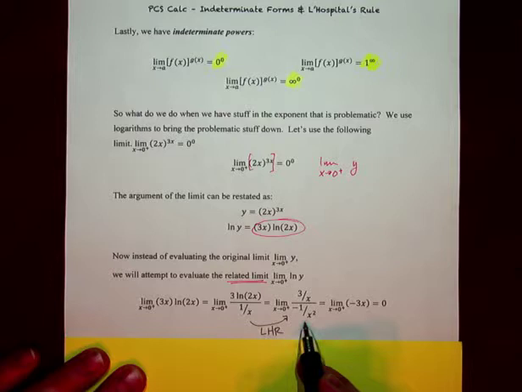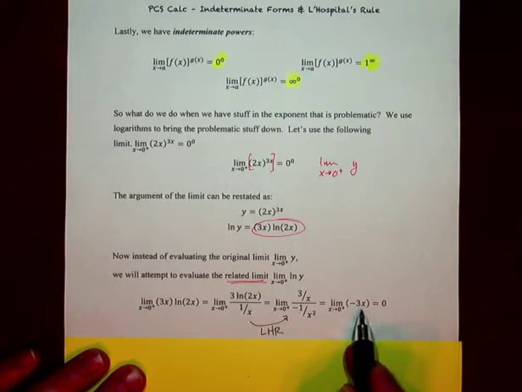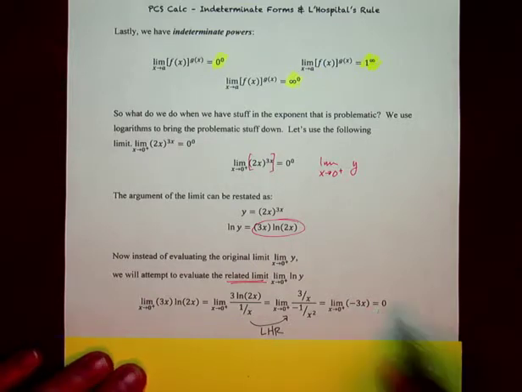When I seek to simplify the complex fraction, I simply get the limit as x approaches 0 from the right of negative 3x. Well, that's capable of being evaluated. I plug in, and I get 0.